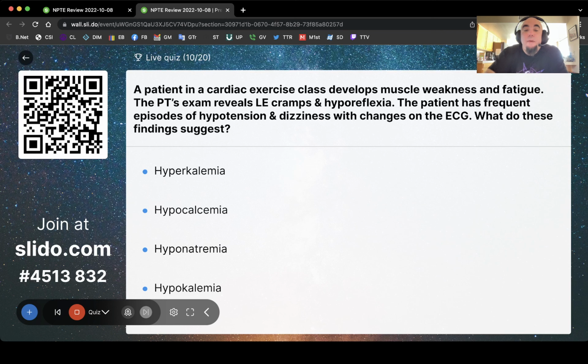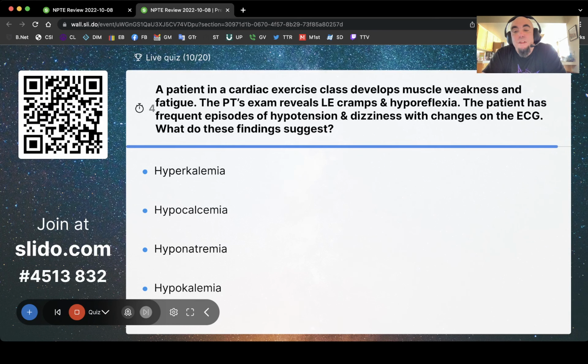Patient in cardiac exercise class develops muscle weakness and fatigue. The PT exam reveals lower extremity cramps and hyporeflexia. The patient has frequent episodes of hypotension and dizziness with changes in the ECG. What does this find? All right, so now we're looking at either hyperkalemia, hypocalcemia, hyponatremia, or hypokalemia.